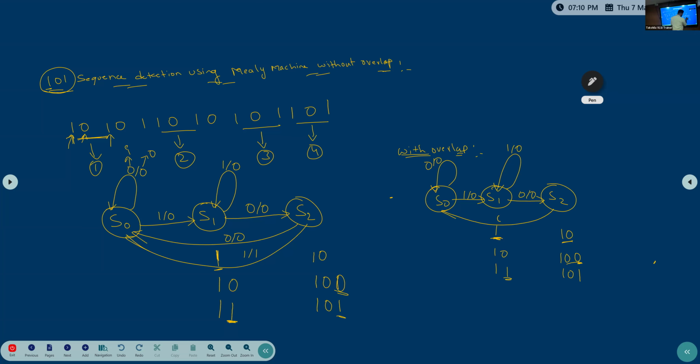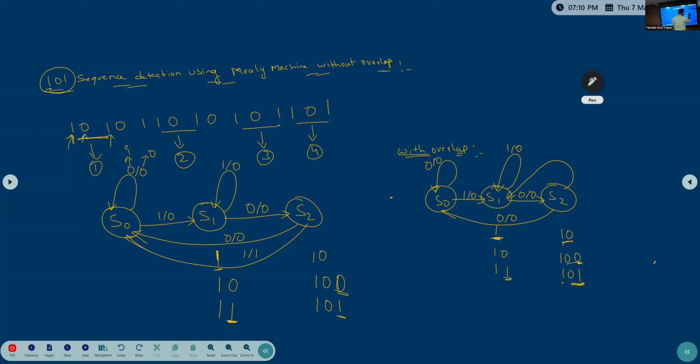S0. S0 output will be 0. Yes or no? That is not our sequence, right? 1 0 0 is not our sequence. So now if 1 comes, 1 0 1 comes, where do I need to go? The last two bits I need to compare with the last two bits. Matching? No. So this last one bit I need to compare with this last one bit. Matching? Yes. So then where do I need to go? This one bit, where is it? S1, right? I need to go from S2 to S1.